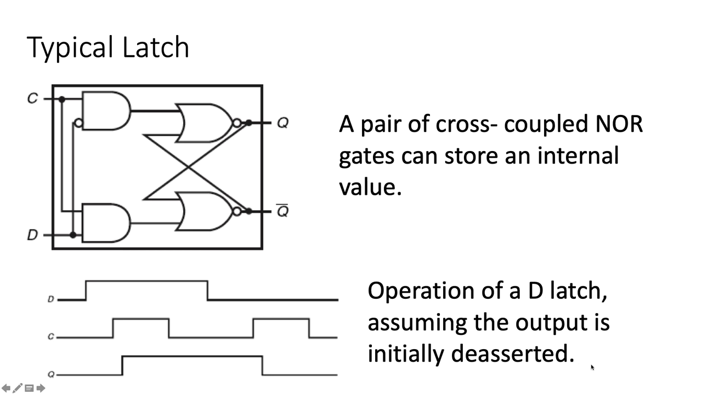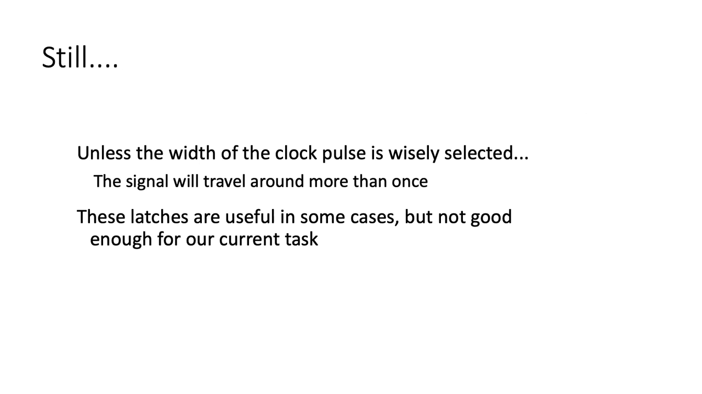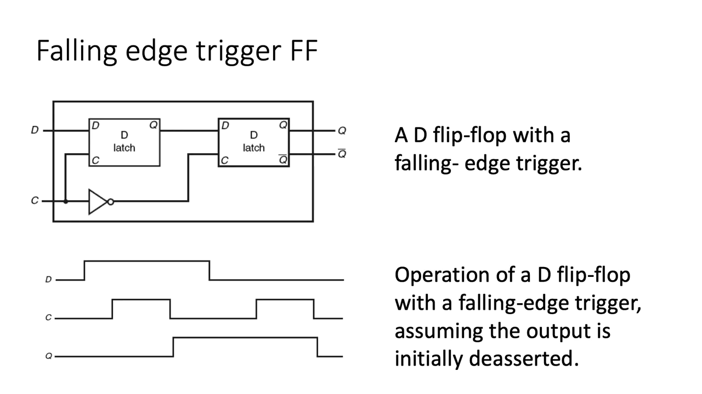All right, so what else we have? On the other side, we have latch and also we have flip-flop, right? FF stands for flip-flop. A D flip-flop with a falling edge trigger. So this is another module that you can use in Verilog. It doesn't have a memory. So this is the operation of a D flip-flop with a falling edge trigger, assuming the output is initially asserted. So we have two different modules. One is latch and the other one is flip-flop.